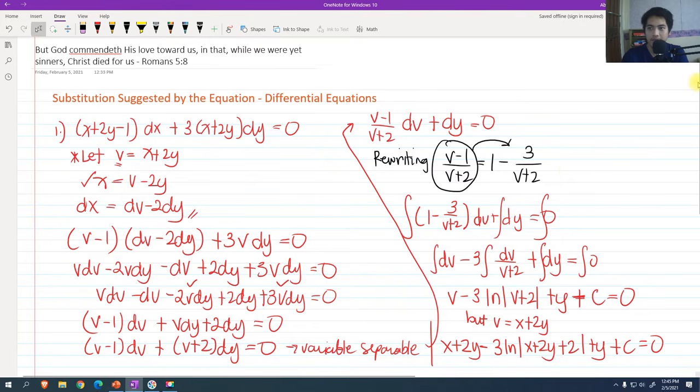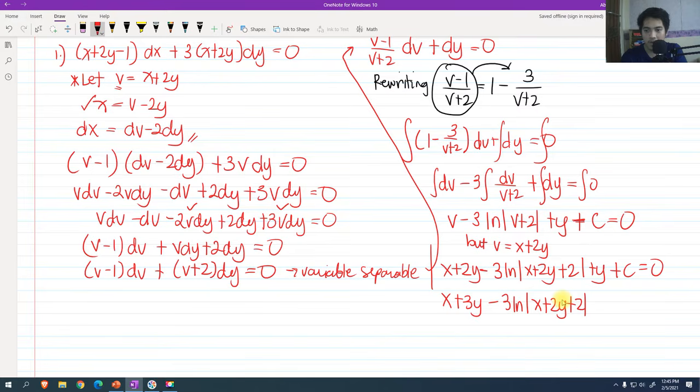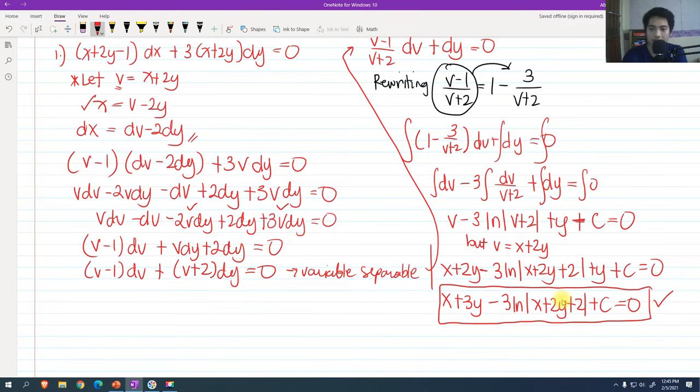So we can further simplify this because we have plus 2y and then we have plus y. So we have x plus 3y minus 3 ln of the absolute value of x plus 2y plus 2, plus c equals 0. So this can be our final answer. Or, to avoid the negative, we can transpose this negative 3 ln to the other side. So that's still the same.